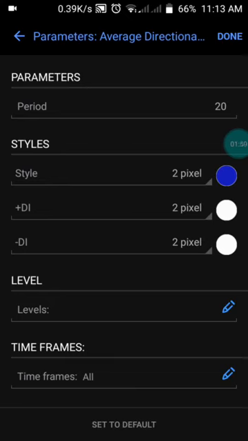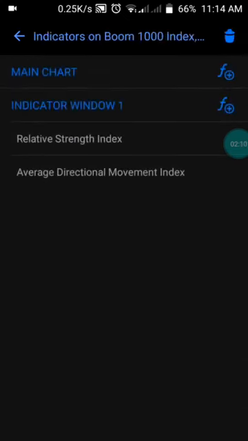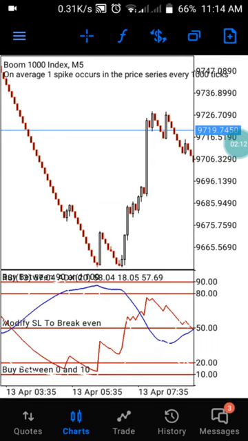I have my period to be 20. I have my style to be in blue color. The plus DI and the negative DI are in white color, because that is the color of my background. If you are using a black background, you can choose black color where I chose the white color here. So when you press done, then you have the settings on your chart.